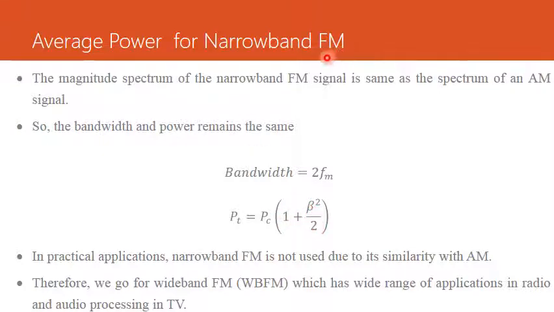In the case of FM, the modulation index is given as beta. In practical applications, narrowband FM is not used due to its similarity with AM. Both the bandwidth as well as the total transmitted power are the same as those of AM. Therefore we go for wideband FM, also known as WBFM, which has a wide range of applications in radio and audio processing in TV.